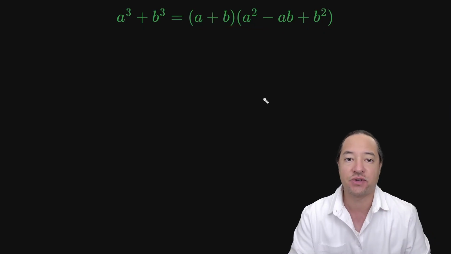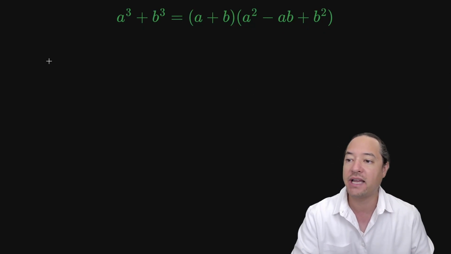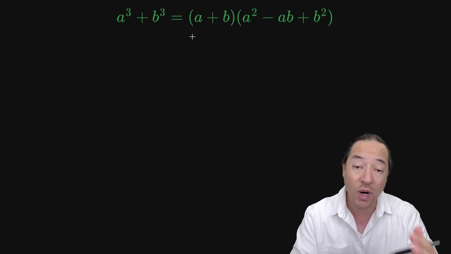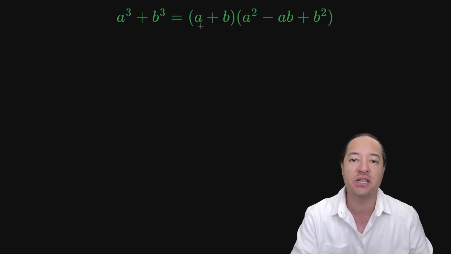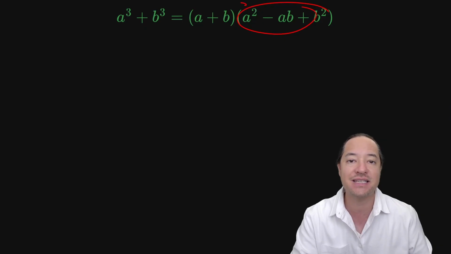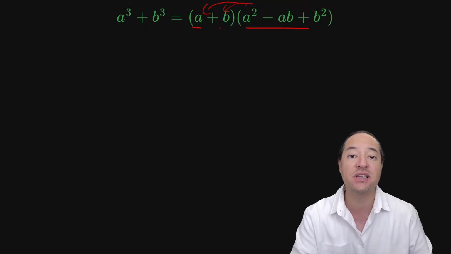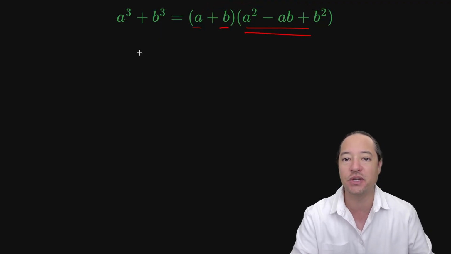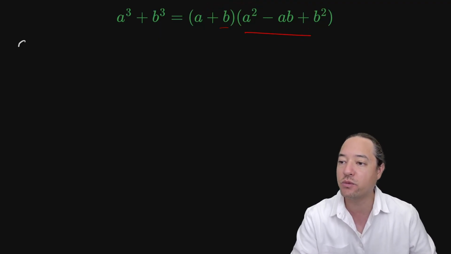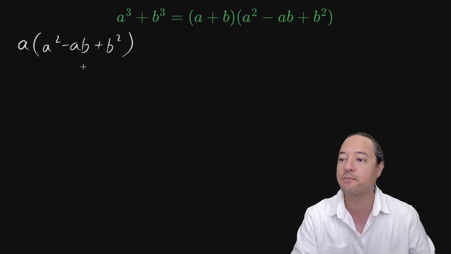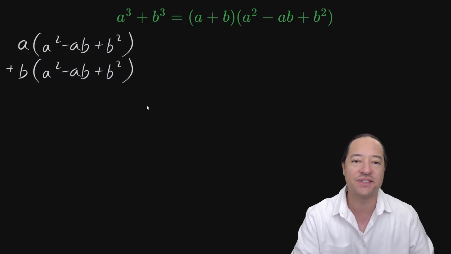Let's justify this. Let's actually do this, so I can show you why this actually works. If we factor this into the parentheses, this will be equal to a times this trinomial plus b times this trinomial. So let's write it down. This will equal a times a squared minus ab plus b squared, plus b times, again, all of this.